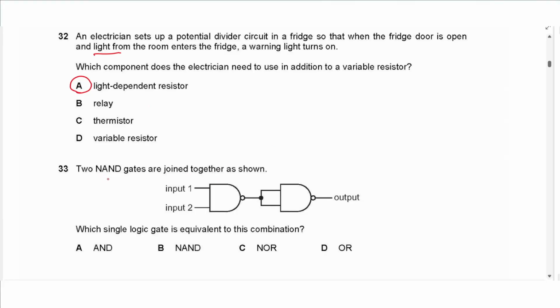Question 33 is about logic gates, so you can skip that one for the new syllabus. Two NAND gates are joined together as shown. Which single logic gate is equivalent to this combination? So this shape represents the two inputs of an AND gate connected together, so it acts as a NOT gate. So a NOT gate reverses the output of the previous gate, which is an AND. The opposite of an AND gate is a NAND gate, so the answer is A.